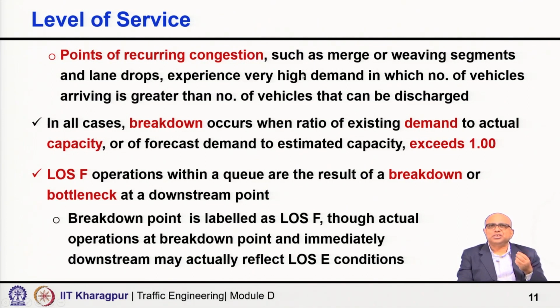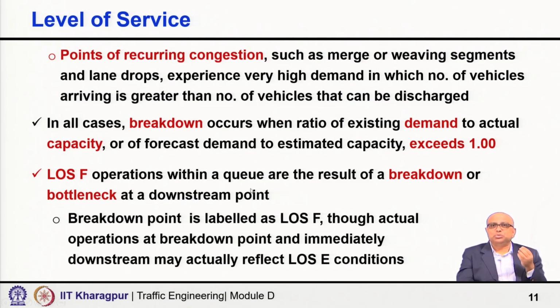So, points of recurring congestion such as merge or weaving segments and lane drops experience very high demand, in which the number of vehicles arriving is greater than the number of vehicles that can be discharged. And in all cases, breakdown occurs when the ratio of demand to actual capacity, or if we are trying to forecast, then forecast demand to estimated capacity, exceeds 1. So, a demand to capacity ratio exceeding 1 means it is a breakdown and is going to be level of service F.